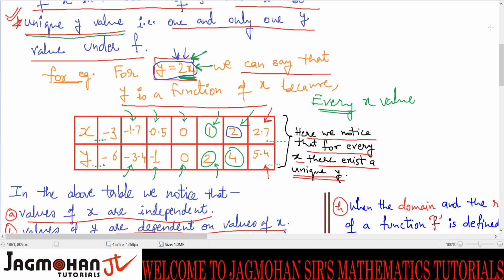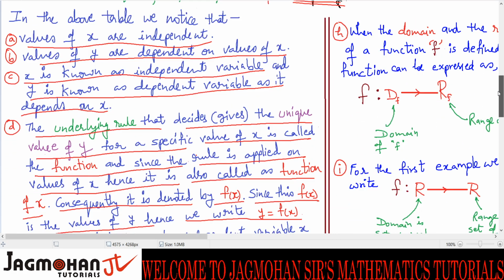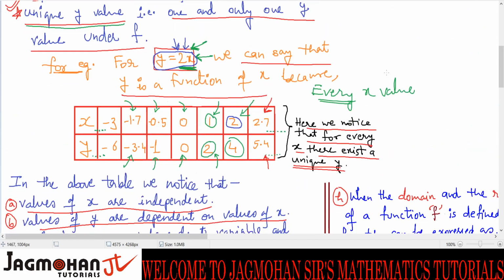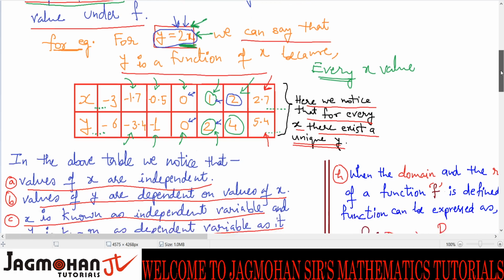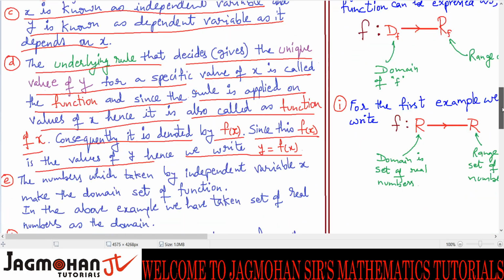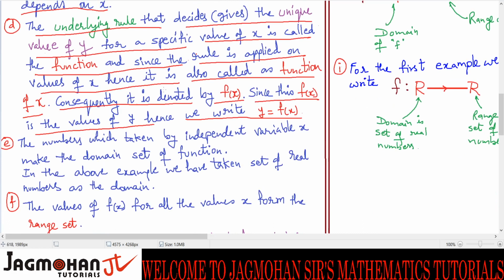And remember, students, this underlying rule, because of which you are associating for every x value a unique y value, every x value you are associating a unique y value is because of that underlying rule, and that underlying rule is only the function. That is the function. So once again, here the underlying rule that decides or gives the unique value of y for a specific value of x is called the function.